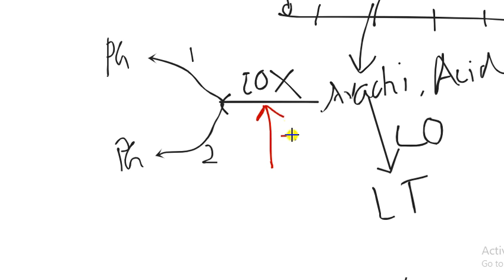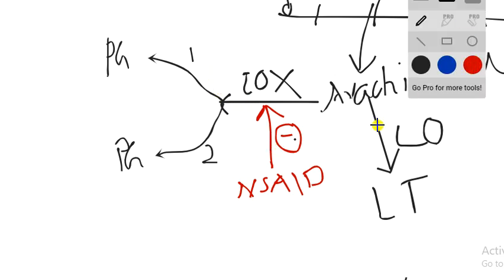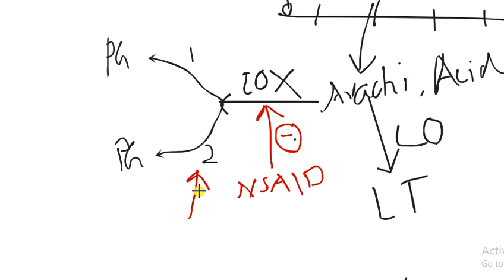NSAIDs are going to inhibit this cyclooxygenase pathway. This is non-specific. And another one, celecoxib, which is also an NSAID, is specifically for COX-2.